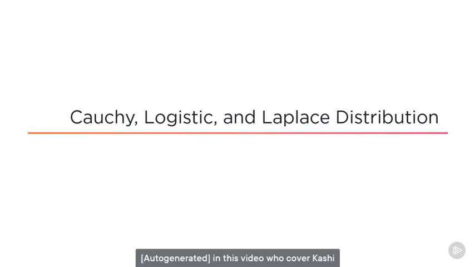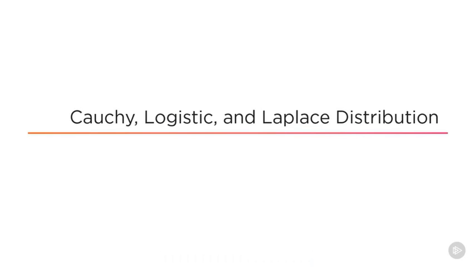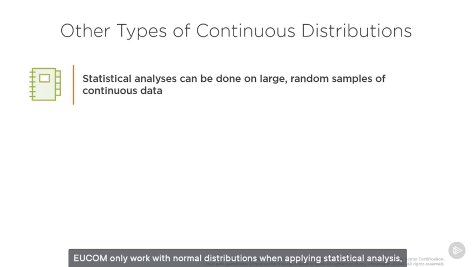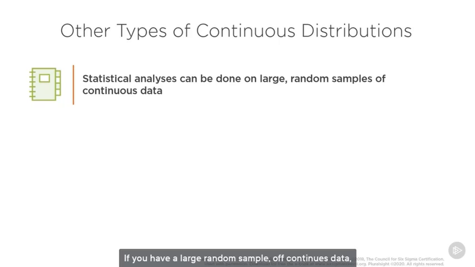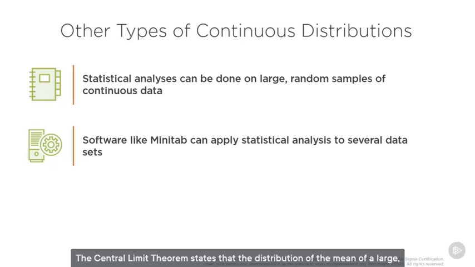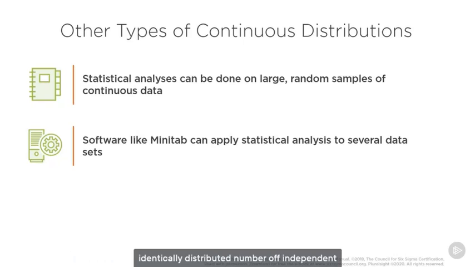In this video, we'll cover Cauchy, logistic, and Laplace distributions. As previously stated, you commonly work with normal distributions when applying statistical analysis. Even if the underlying distribution of your dataset is not normal, if you have a large, random sample of continuous data, you're usually able to perform statistical analysis that are reserved for normal data, thanks to the central limit theorem. The central limit theorem states that the distribution of the mean of a large, identically distributed number of independent variables will approximate a normal curve. Because of this, you'll be able to use software like Minitab to apply statistical analysis to a number of datasets.